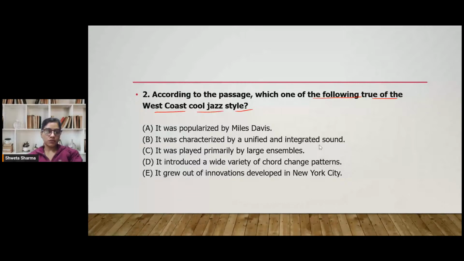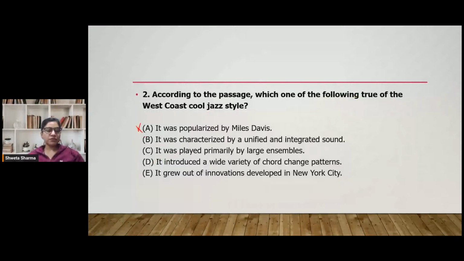So it says, according to the passage, which of the following is true for the West Coast cool jazz style? It was popularized by Miles Davis. Are we talking about who made it popular? Not really. Characterized by a unified. So A definitely is not there.